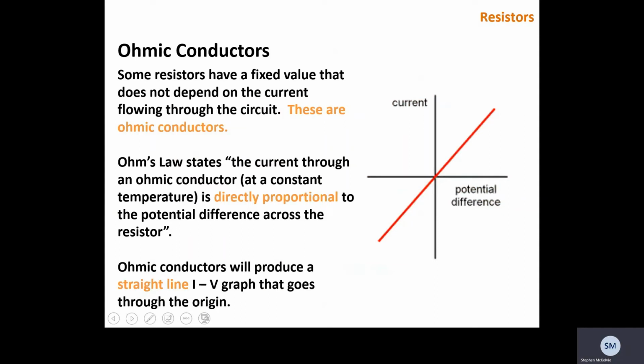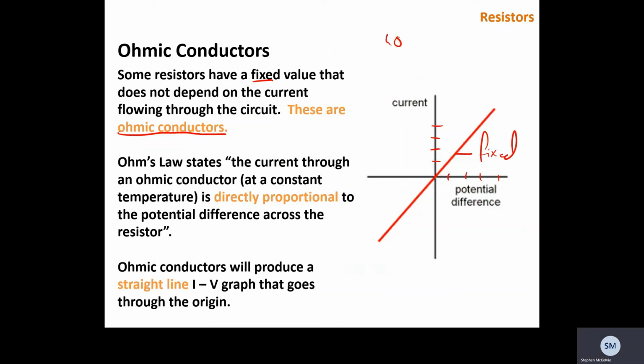There are different kinds of resistors. An ohmic resistor has got a fixed value. It does not depend on the current. An ohmic conductor that does not change its resistance can also be called a fixed resistor. The current through an ohmic conductor at a constant temperature is directly proportional to the potential difference across the resistor. What does that mean? Straight line. The same increase in potential difference will get the same increase in current, and the value for this resistor will not change. It is a fixed number.